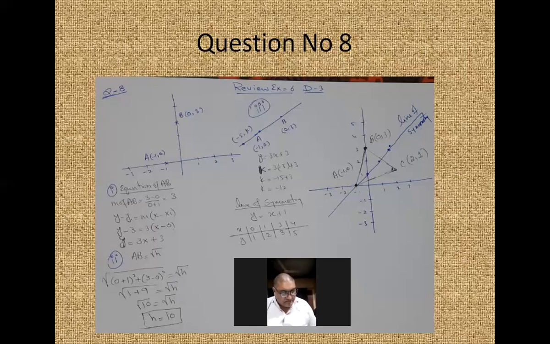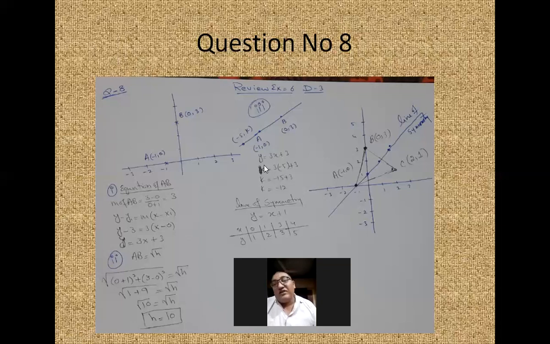There is another point in the question. The point -5, k lies on BA produced. So this is the line AB, and this line also has a point whose coordinates are -5, k. Because this point is on the line, it will satisfy the equation of AB.